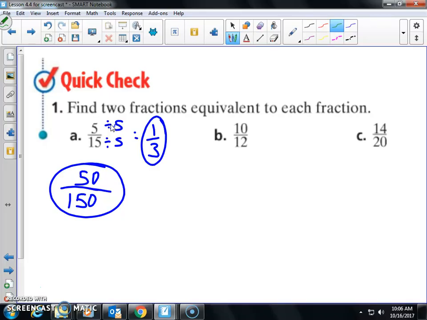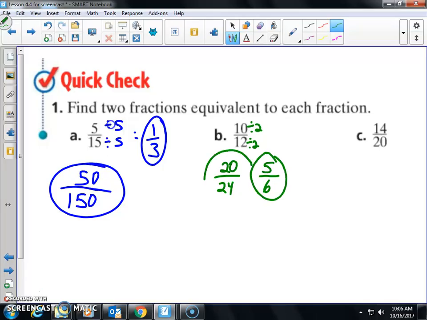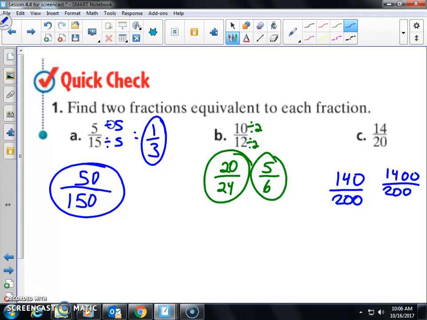10/12, it could be 20/24. If I wanted to multiply the top and the bottom by 2, that'd be an option. Another option would be to divide the top and the bottom by 2, and I could get 5/6. So those are both options for you. 14/20. Maybe you want to multiply the top and the bottom by 10. Well, that'll give you 140 out of 200. Or if you want to multiply the top and the bottom by 1,000, you get 1,400 out of 2,000. So again, there's an infinite amount. You have to find at least two that are equivalent.